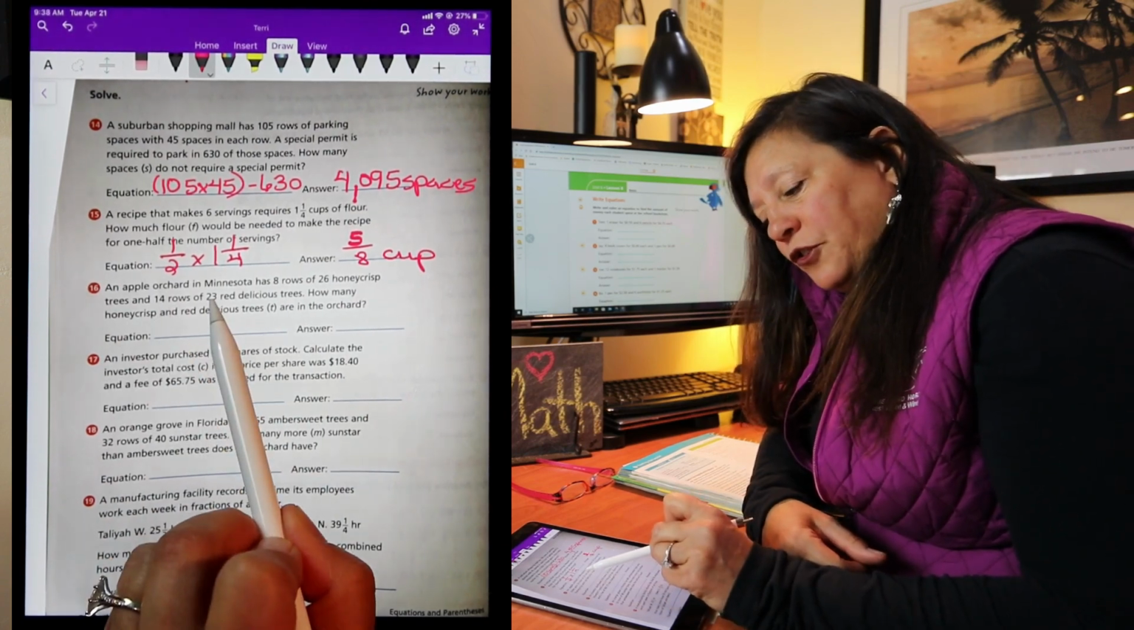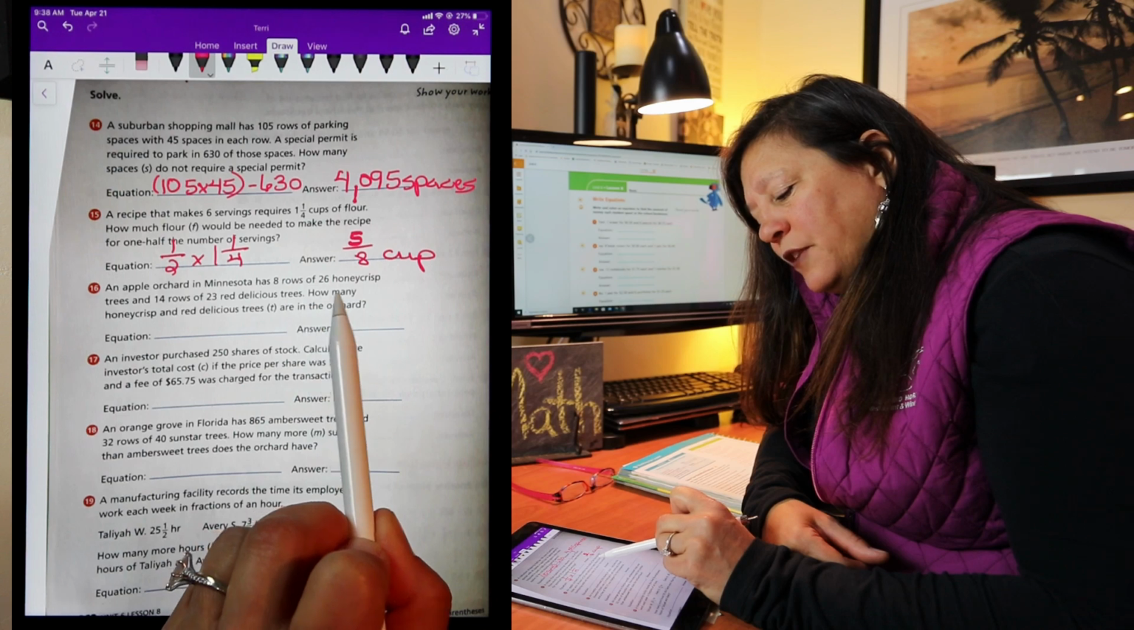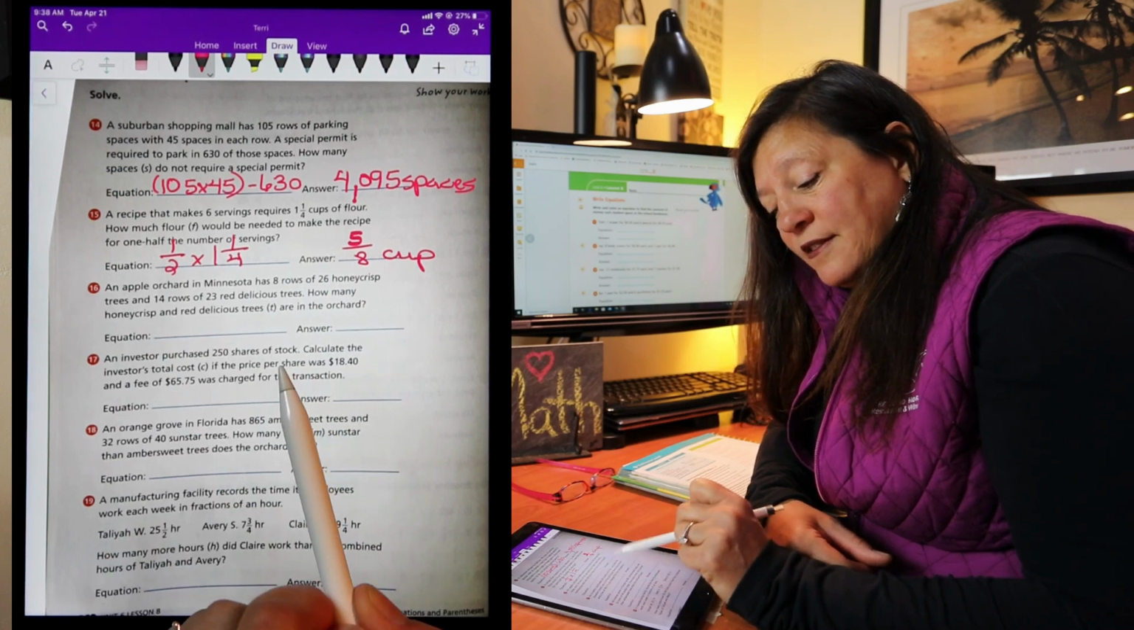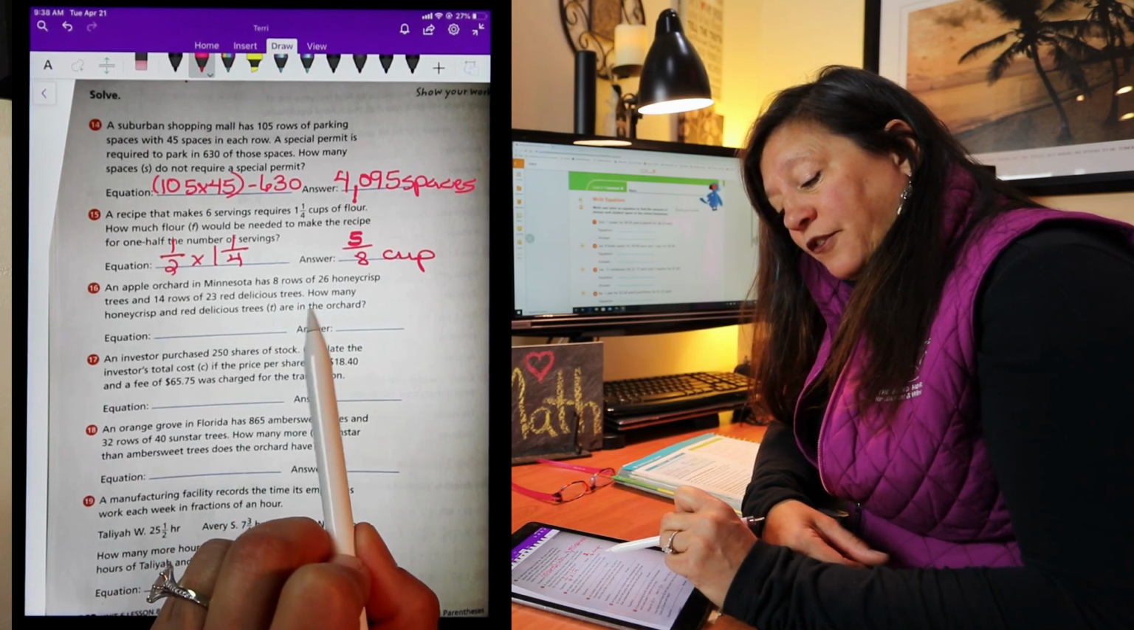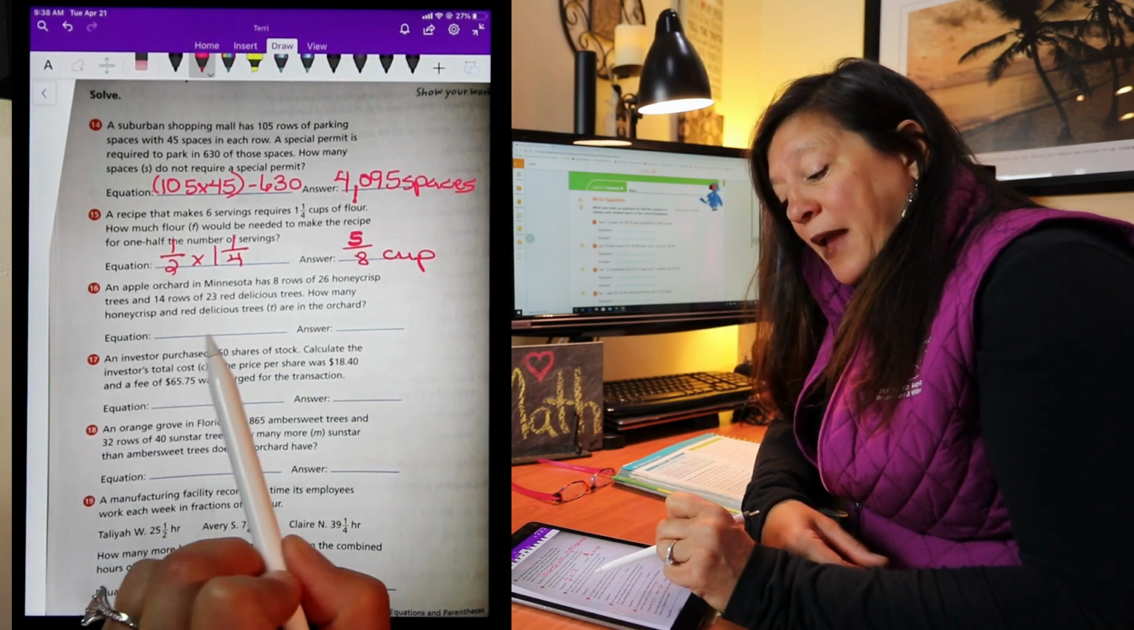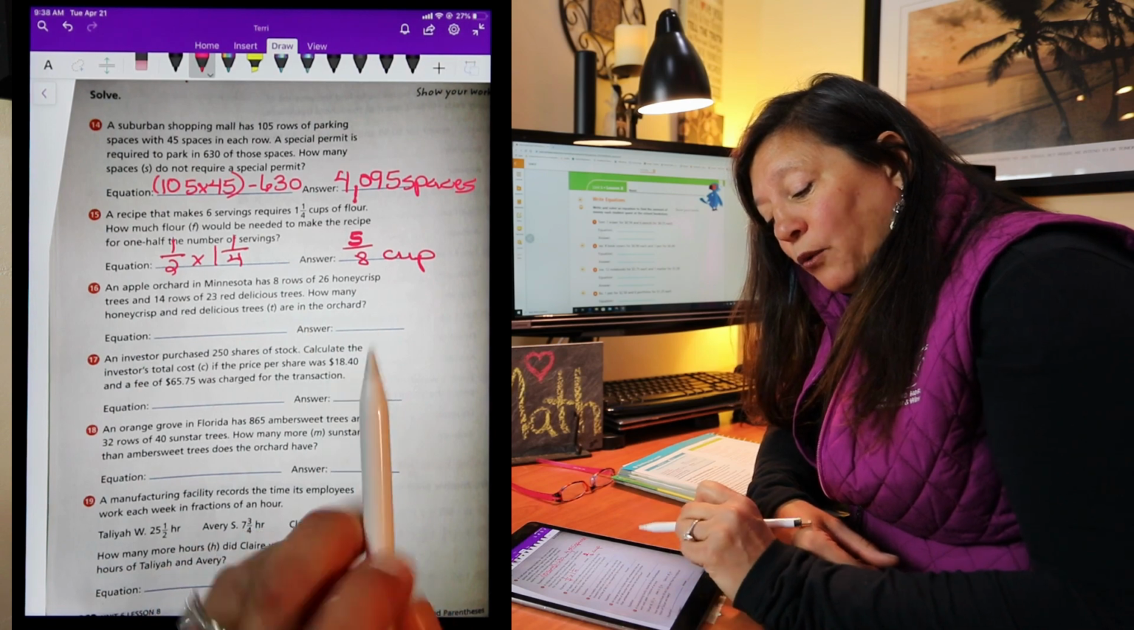16, an apple orchard in Minnesota has 8 rows of 26 Honeycrisp trees and 14 rows of 23 Red Delicious trees. How many Honeycrisp and Red Delicious trees are in the orchard?